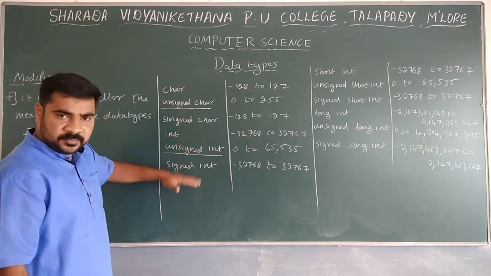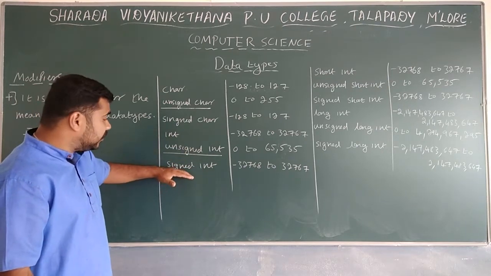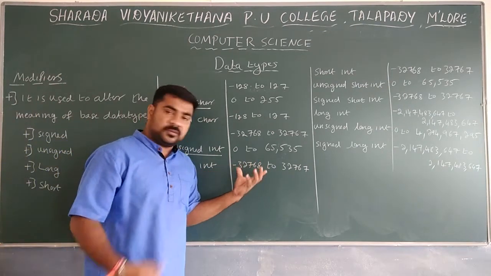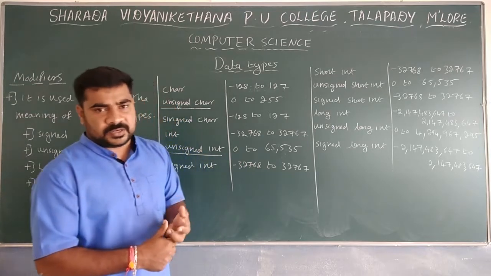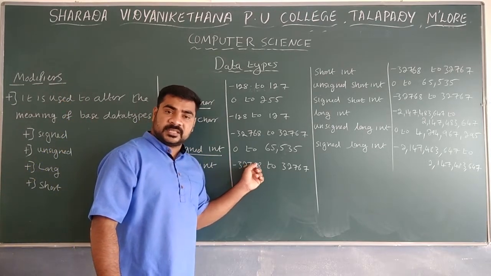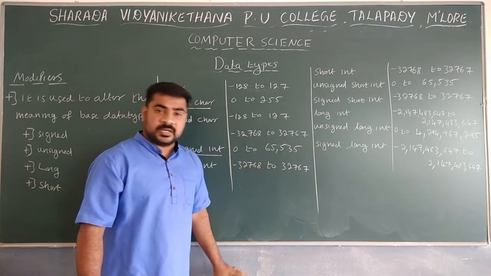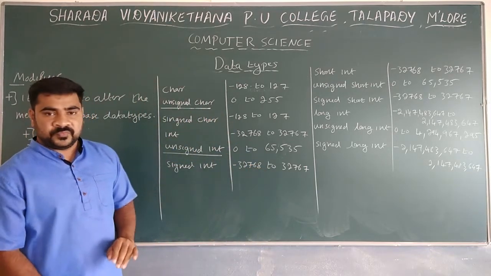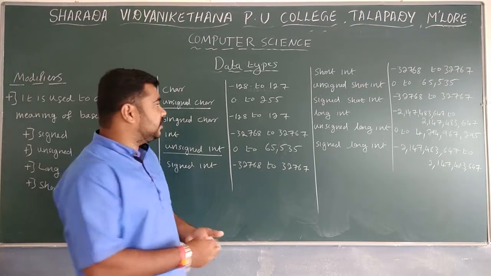Signed and int is almost the same. So if you use signed, then it will be possible to use the negative side and also the positive side. The range here is minus 32,768 to 32,767. Other than that, the next type here is short.